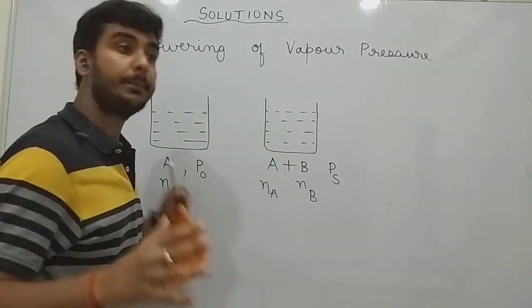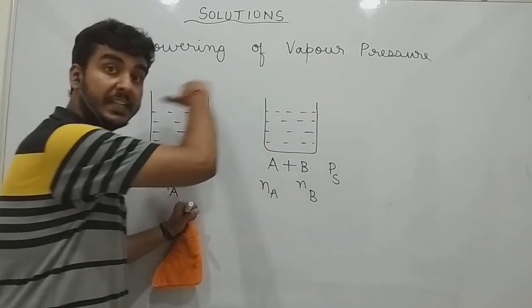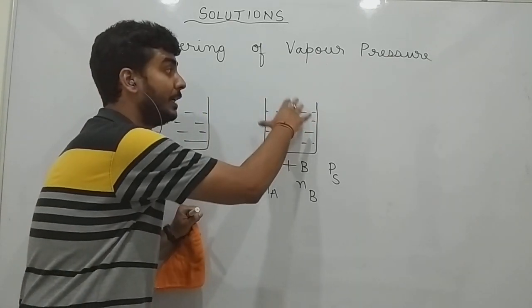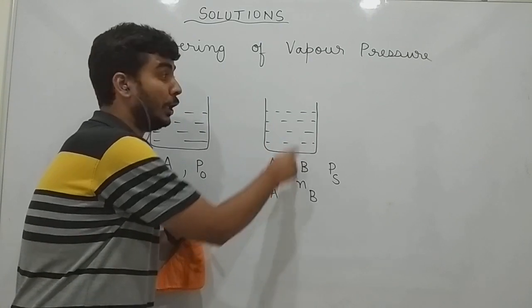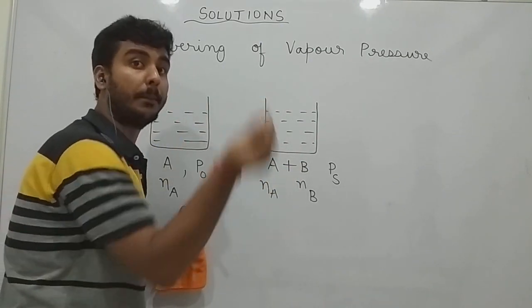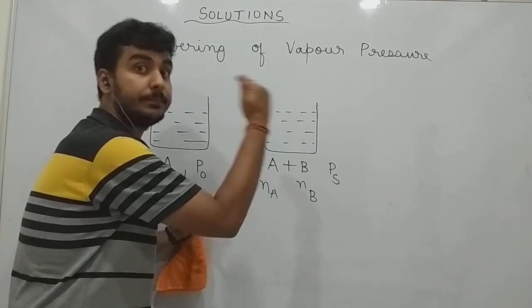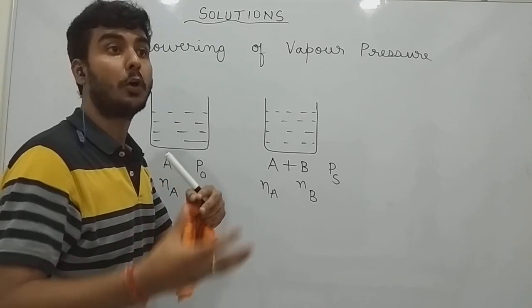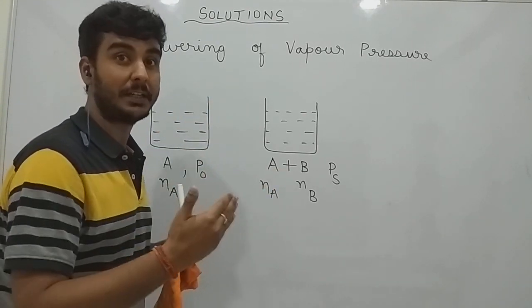Now, when A and B are present together, all the space which was initially occupied by A is not occupied by A alone in this container, because B is also present. So some of the molecules of B will also be present on the surface. So the number of molecules of A present on the surface of the liquid will get reduced.